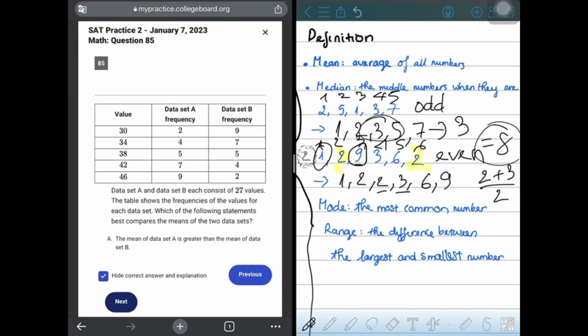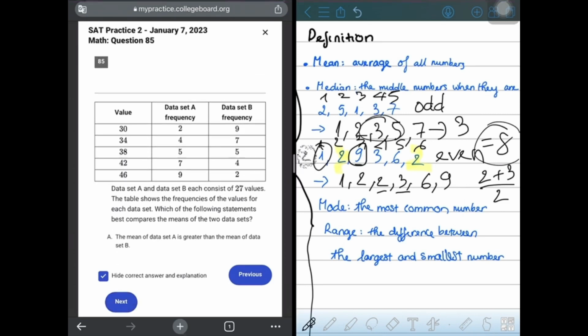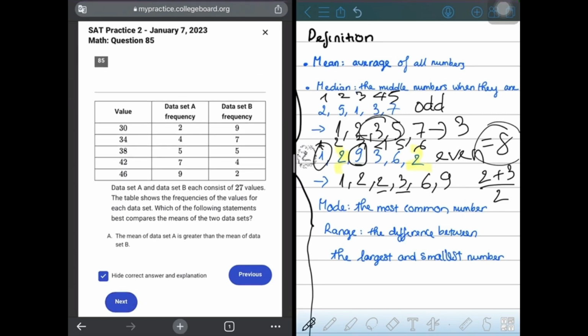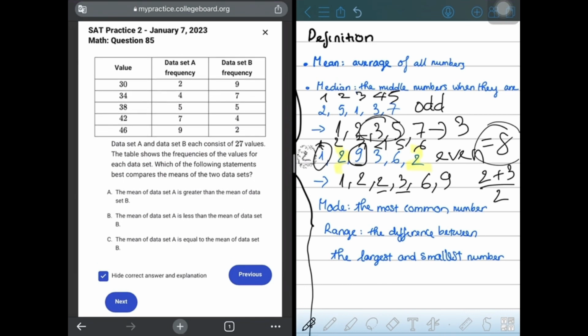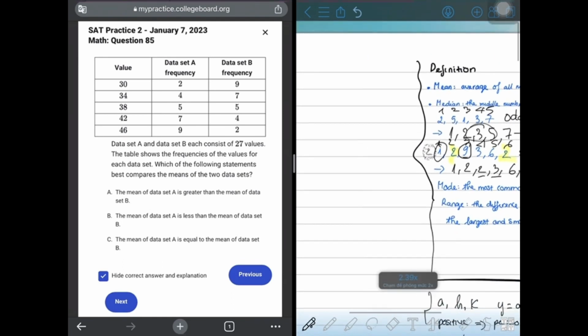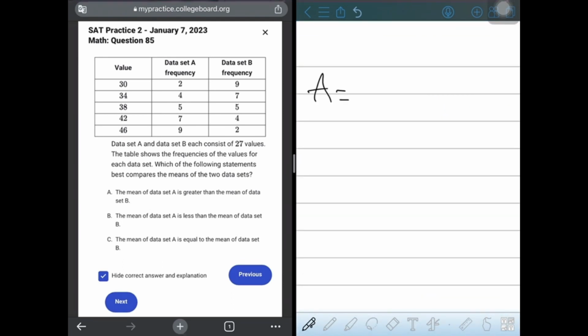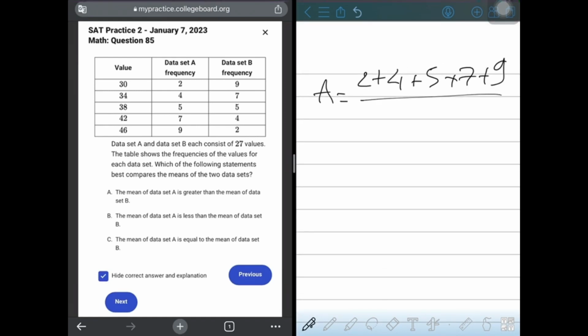Okay, so now we will return to our question, because I wanted to introduce you to the definitions and formulas that I know, and you can apply them or just use them for review. Now return to question 85. They ask about the mean of data A and data B. Now we will calculate the mean of A. We will take 4 plus 5 plus 7 plus, divide by 5 because there are 5 numbers.